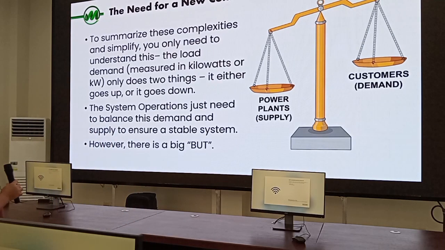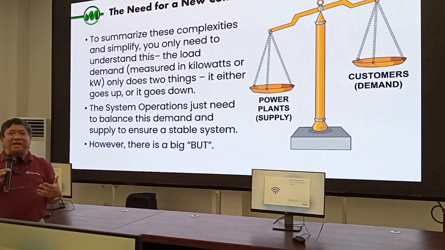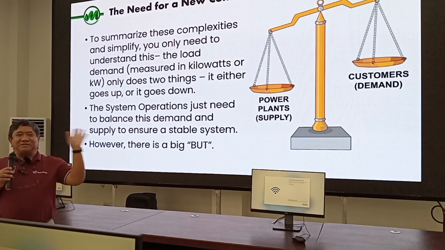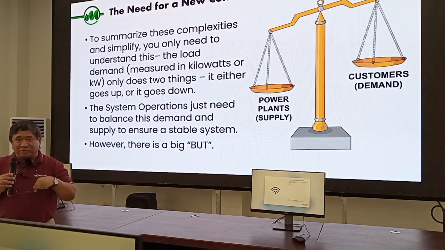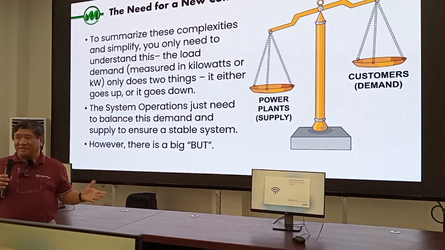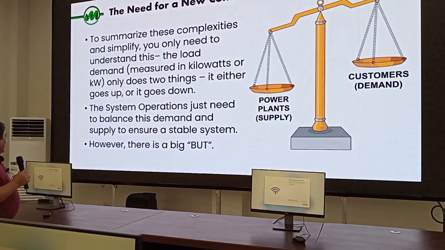So, okay, it does two things. It's either it goes up or goes down. The system operation, yan yung function ng NGCP. Well, they function as a systems operator ng grid. Dito sa distribution utility tayo yung systems operations. Okay, so the system operation just needs to balance this demand and supply to ensure a stable system.